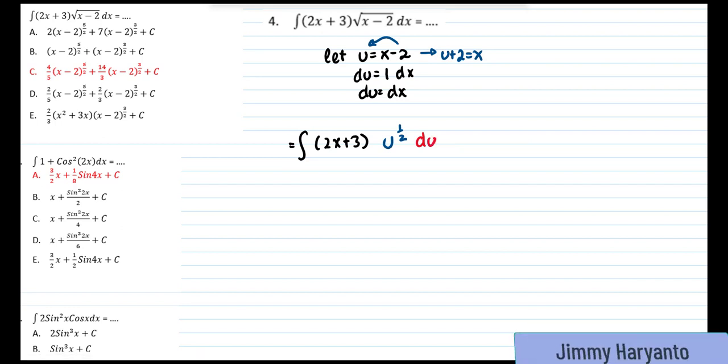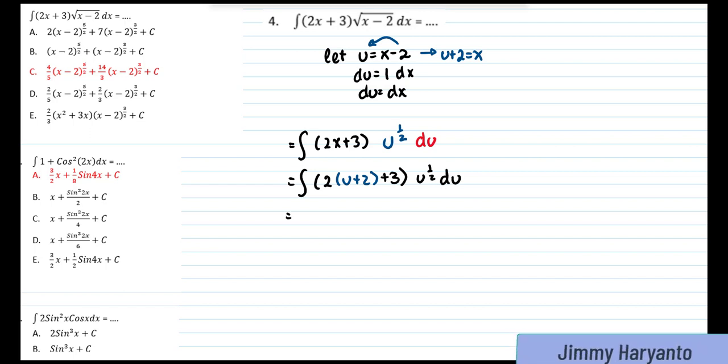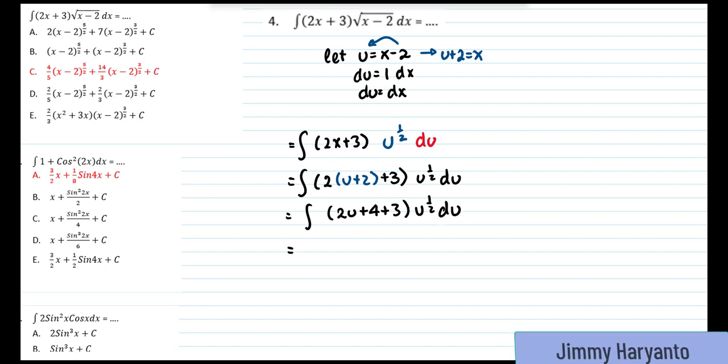Okay, but the problem is when you change all of them into u, we still have an x in the expression. You cannot leave it like that, so you will need the blue one, this one. x equals u plus 2. You will substitute it like that, plus 3 times u to the power of half, and then du. And then the result will become 2u plus 4 plus 3 times u to the power of half du.